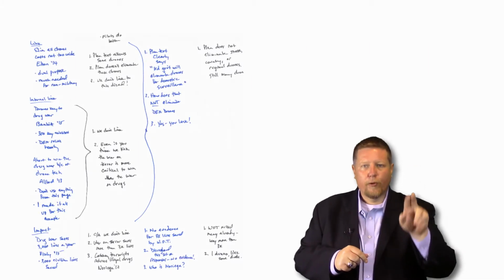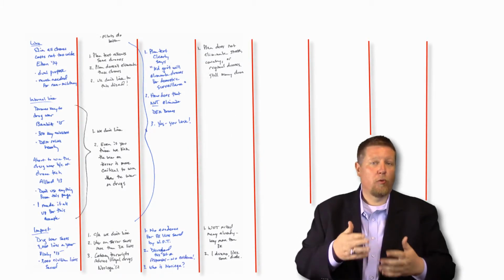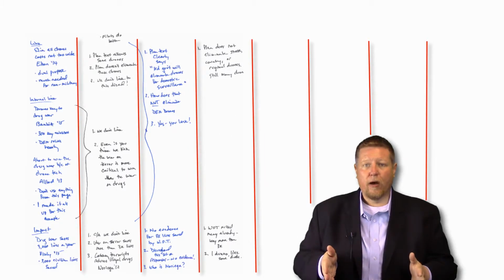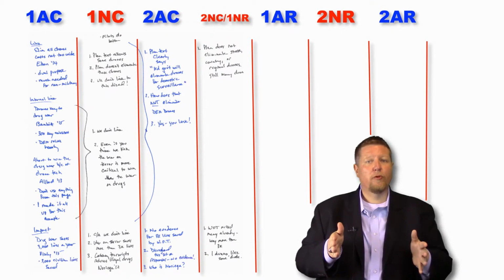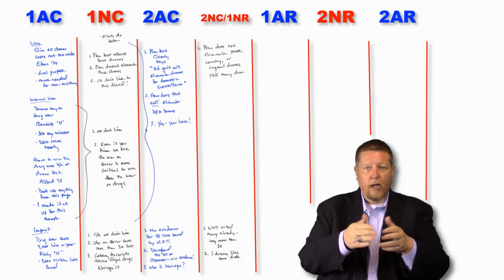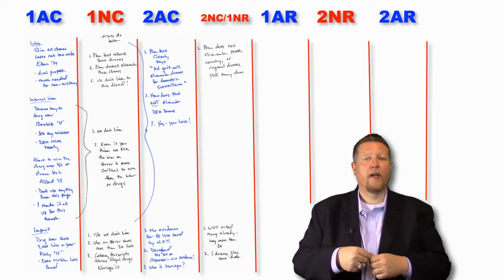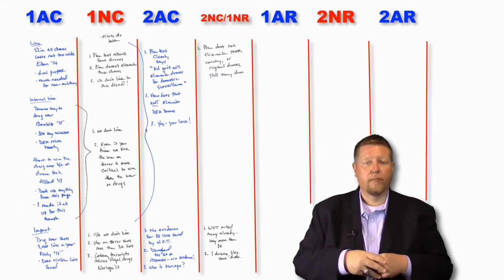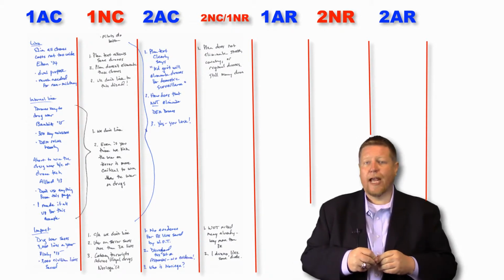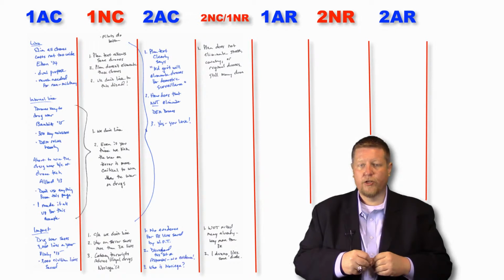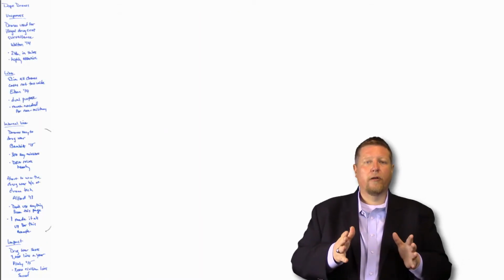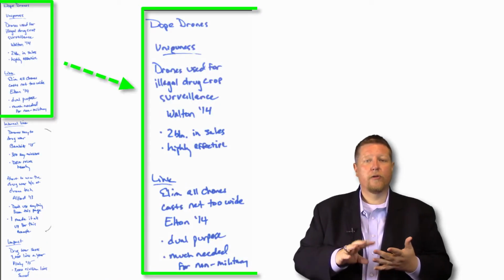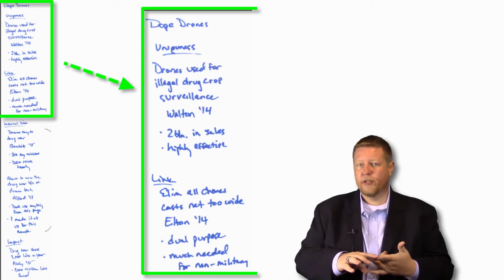Flows are organized in vertical columns, and each column represents one speech. There are 8 speeches in the round, including constructives and rebuttals, but since most debaters flow the negative block in one column, you need to leave enough space to develop the argument across 7 columns. Here's an example of an actual flow for a drones disadvantage given in the 1NC. You can clearly see the uniqueness, link, internal link, and impact, each part of the disadvantage.